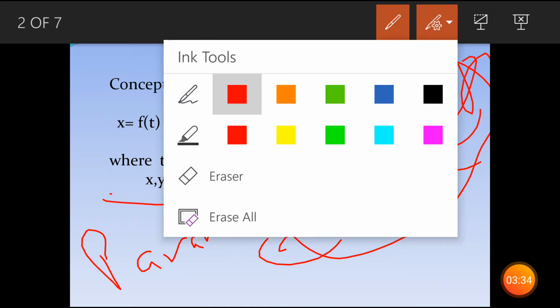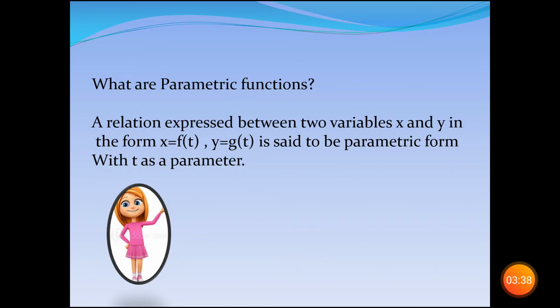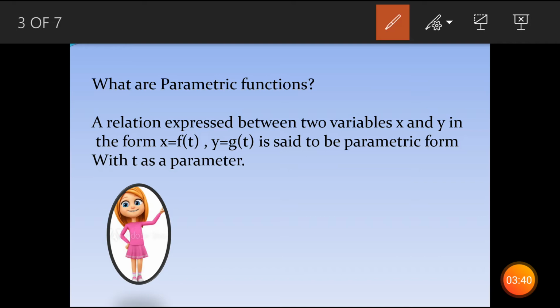Now you see the definition. What are parametric functions? A relation expressed between two variables x and y in the form x equals f(t) and y equals g(t) is said to be parametric form, with t as the parameter. So this is the definition, but you should understand the concept that I already discussed with you.